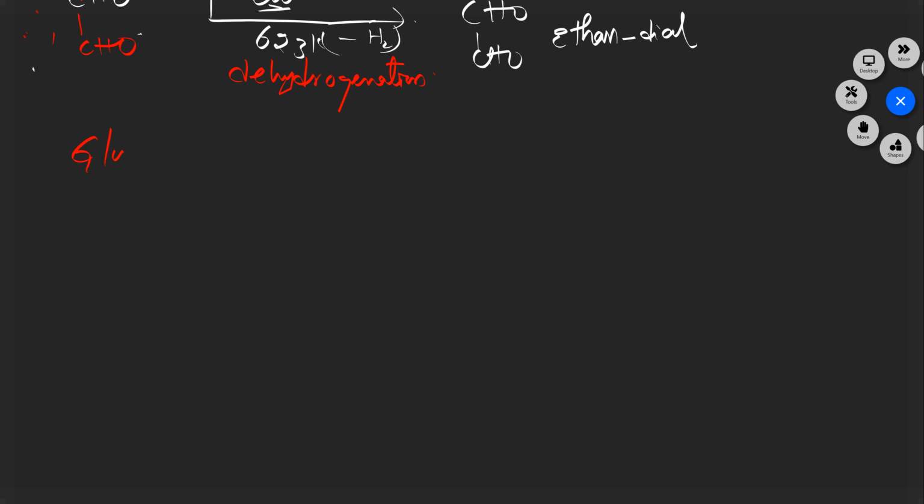Next derivative of alcohol is glycerol, or glycerin. Glycerol or glycerin.